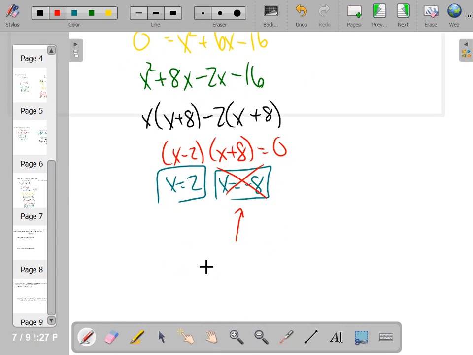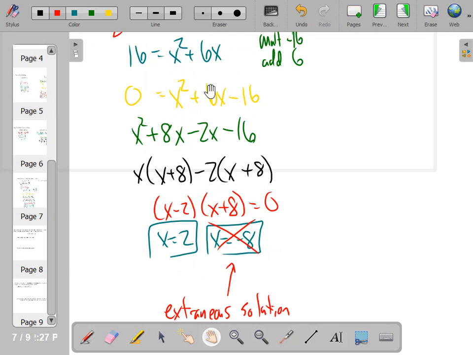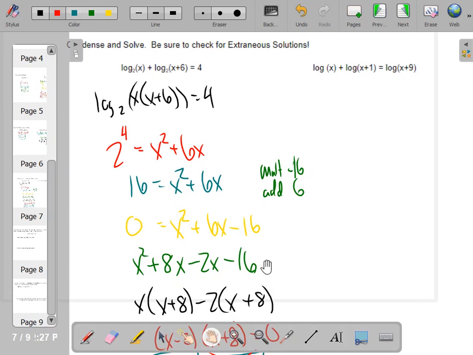Our algebra was done correctly, but this is called an extraneous solution. It doesn't solve the original problem that we were trying to solve. Our arithmetic was all done correctly, but this doesn't solve the original equation we were given, so it's called an extraneous solution. We're going to do the same thing for the last one here.